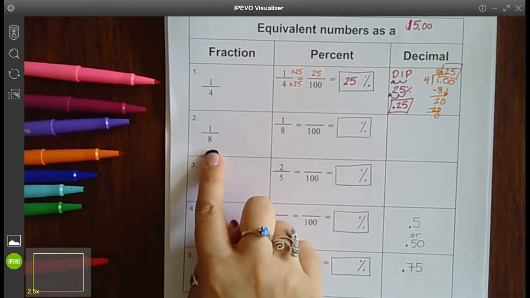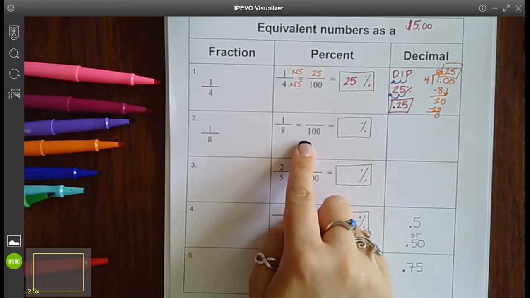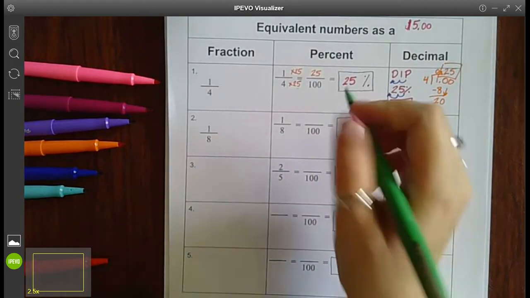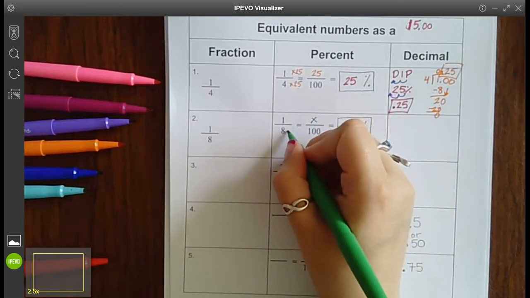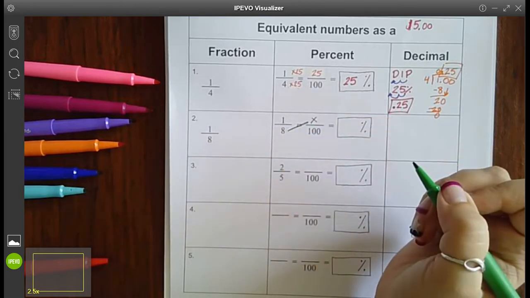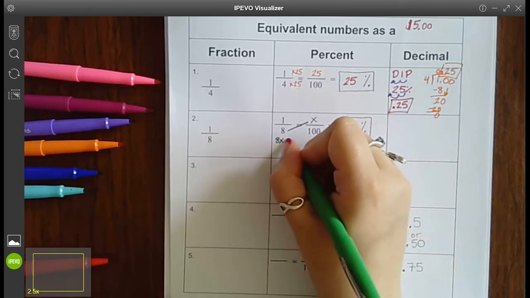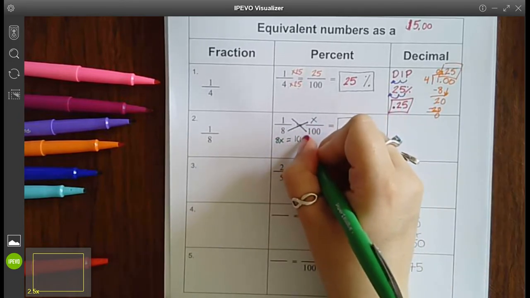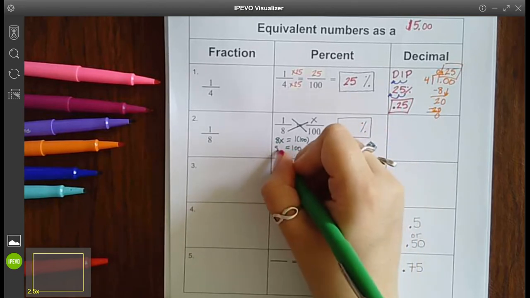This one says 1/8. How do I get 1/8 to become a percent? Well, I can't multiply 8 times anything to get it, but I could use what's called cross products, right? If I want to know what this is, I can use cross products. This is a cross from x. So 8 times x, because they're across from each other, set that equal to 1 times 100. And then solve for x. Well, 1 times 100 is 100. And then bring down your 8x.